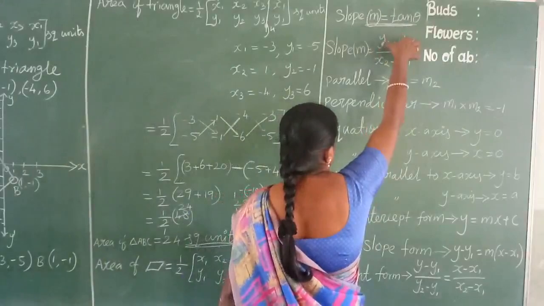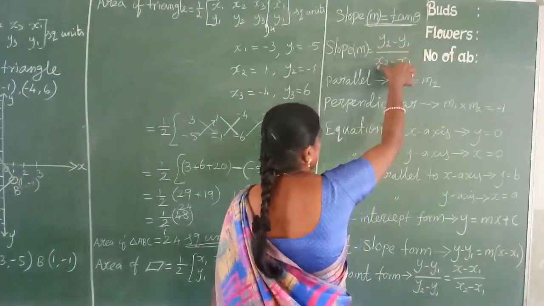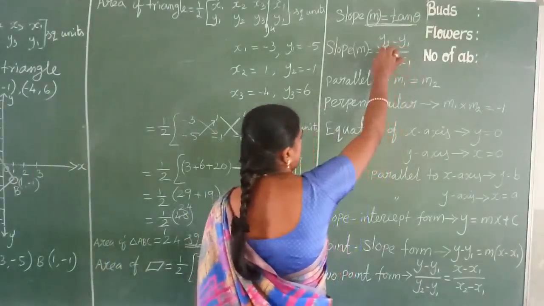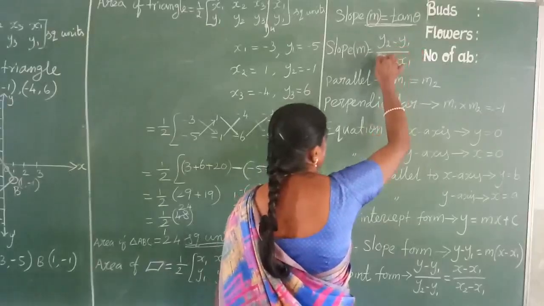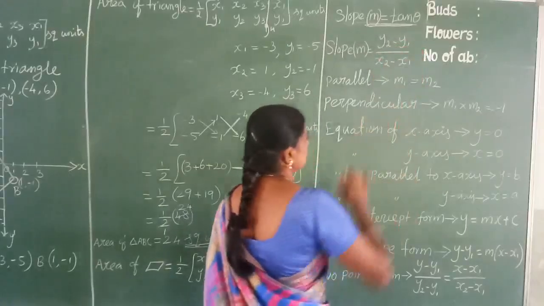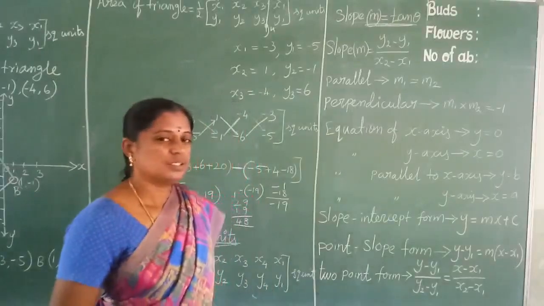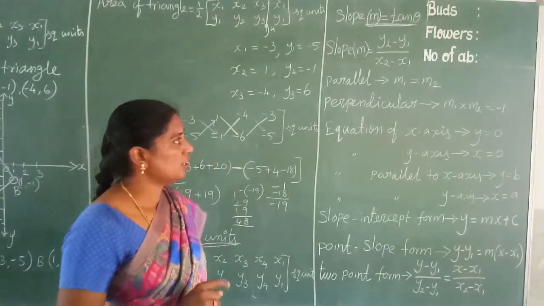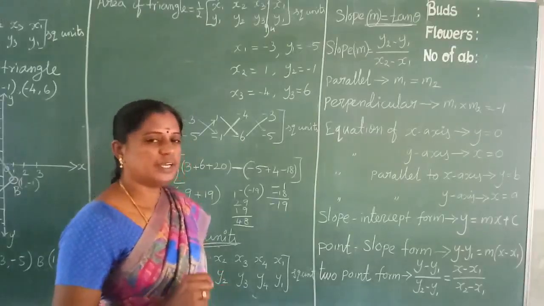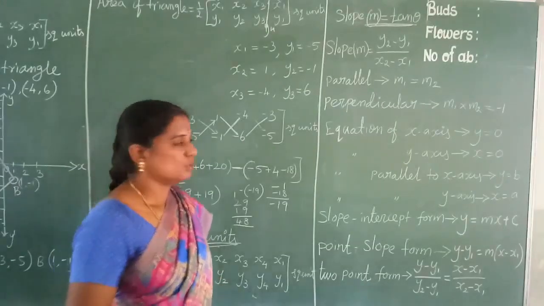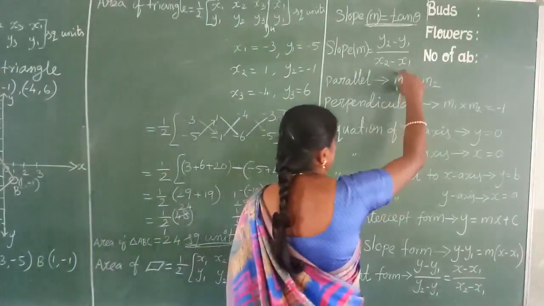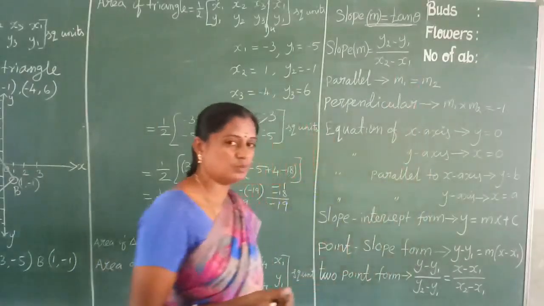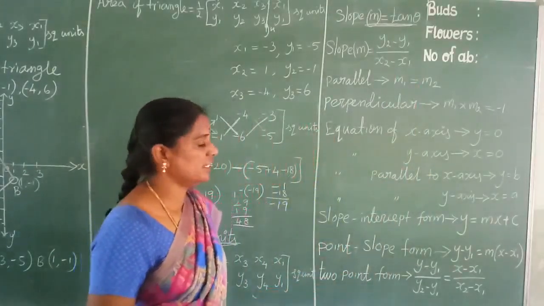Slope is the difference of y coordinates divided by the difference of x coordinates, so y2 minus y1 by x2 minus x1. These are the 2 mark questions. If 2 lines or 2 points are given and you want to check whether they are parallel or not, separately you find m1, the first line's slope, and separately you find the second line's slope.